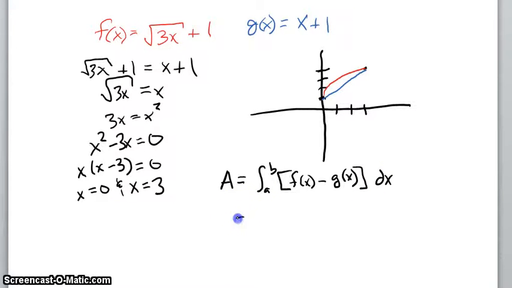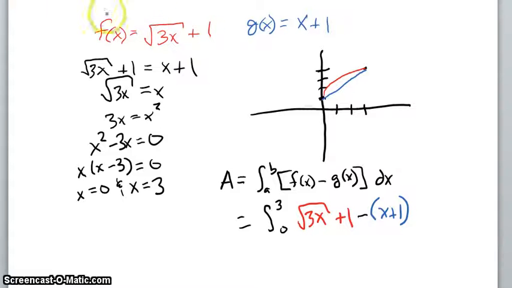And now we can add in the numbers for this problem. For our a and b, remember, since we're using dx, we're going to use from 0 to 3 of f of x, which was our red function. I'll write it in red, which is the square root of 3x plus 1, and then minus the blue function, which is x plus 1, dx. So now that we have it set up, we need to solve the integral.